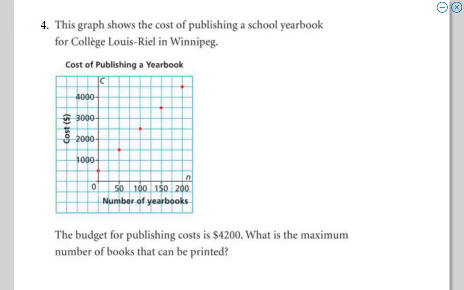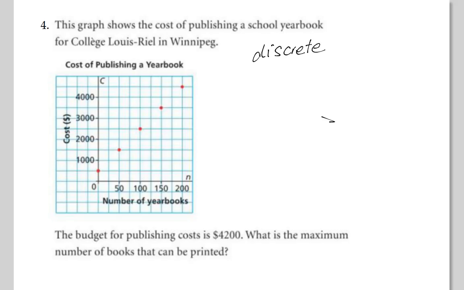All right, the next one is about a school yearbook. Let's take a look at this relationship. The more yearbooks that you produce, the more it's going to cost. Is it connected? Why isn't it connected? Can you make half a yearbook? Nobody's going to want that. Yearbooks come in units of 1. You can't have a fractional yearbook. So that's good. It's discrete.